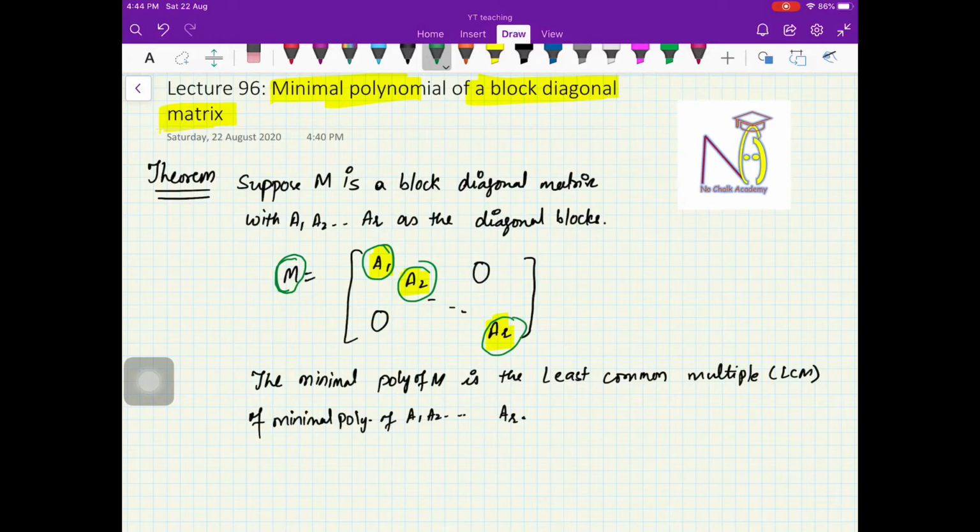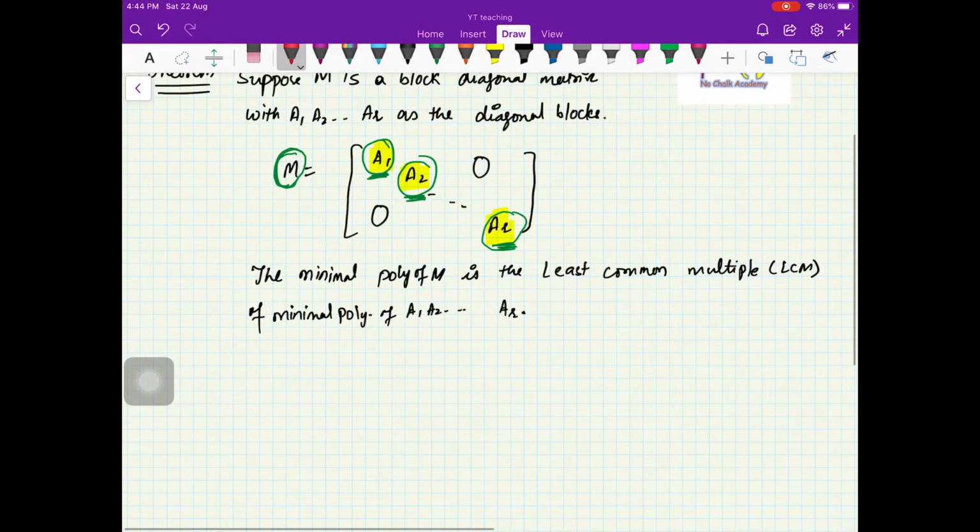And for your information, the characteristic polynomial of M was the multiplication of the characteristic polynomials of the Ai's. But now we are saying that the minimal polynomial of M is the least common multiple of the minimal polynomials of the Ai's. So let us see it.